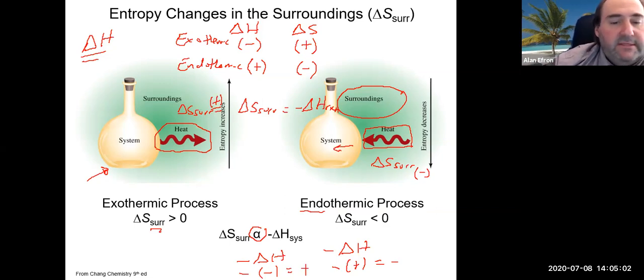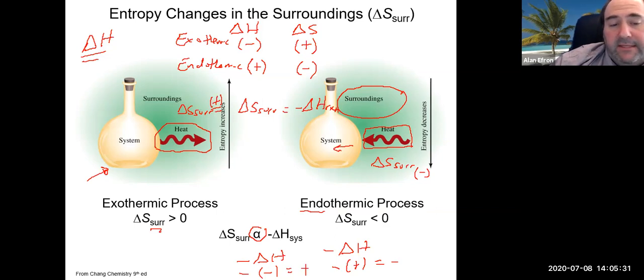Under 25 degrees Celsius, the surrounding temperature is not that hot, right? It's not that high. It's kind of room temperature-ish. So when this reaction is exothermic and it gives off all that heat and energy to the surroundings, the amount of heat and energy being absorbed by the surroundings is significant enough to cause a pretty good jump in terms of the disorder that's going to happen.